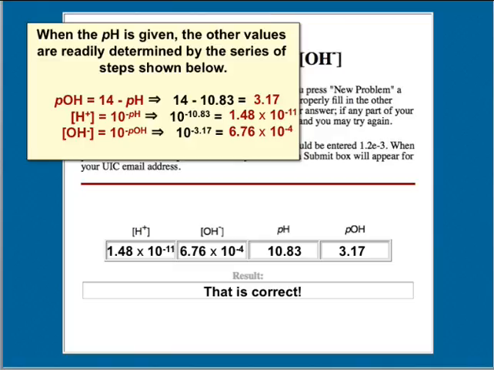How did you determine that? 10 to the minus 10.83. Feed it to your calculator. 10 to the minus 10.83 equals 1.479 times 10 to the minus 11. You got it. So you round it off. Don't worry about the digits.